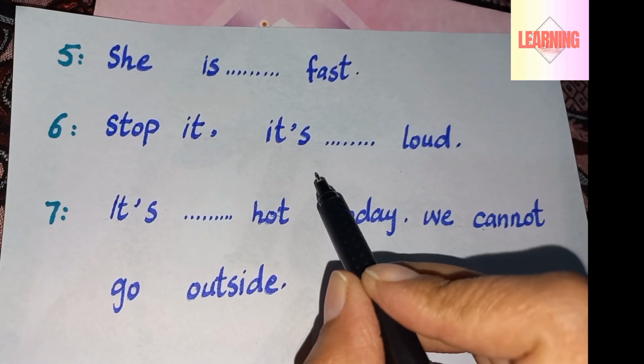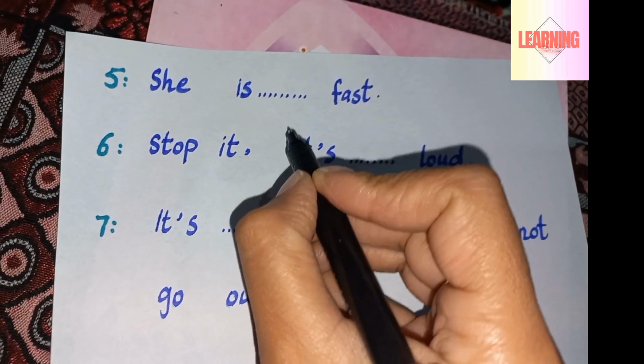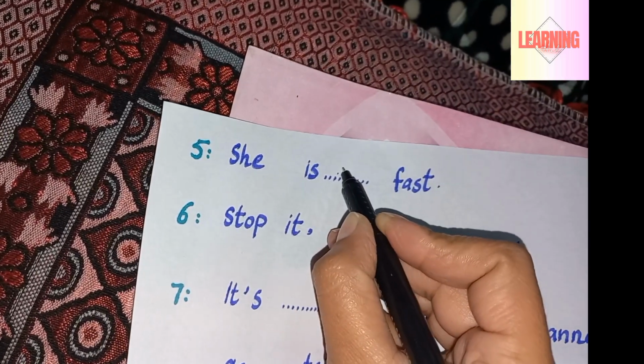She is blank fast. Fast, it means she is happy. So here it comes, she is so fast.